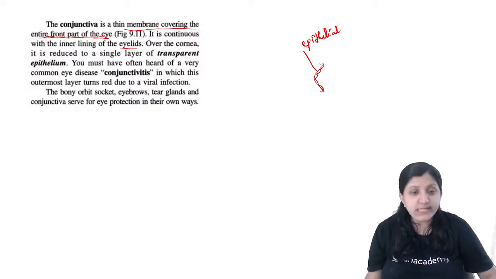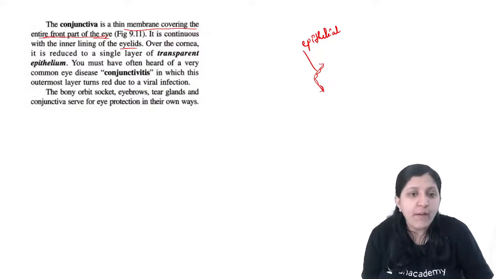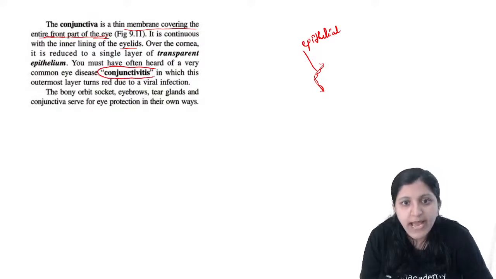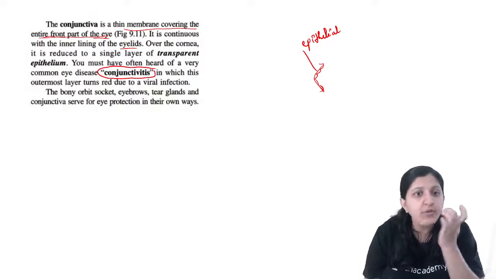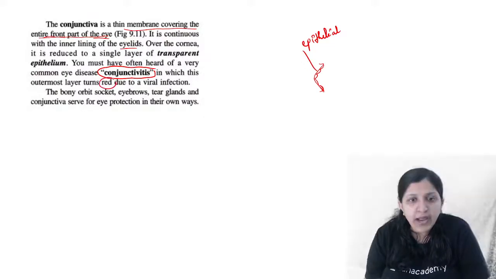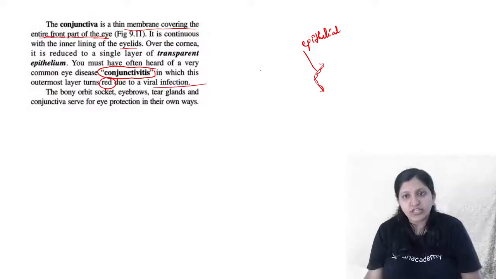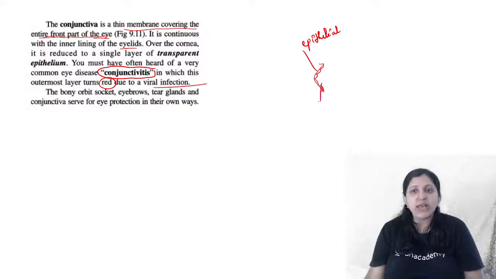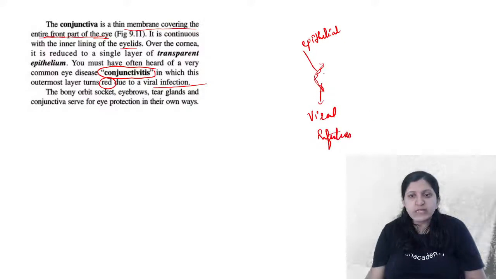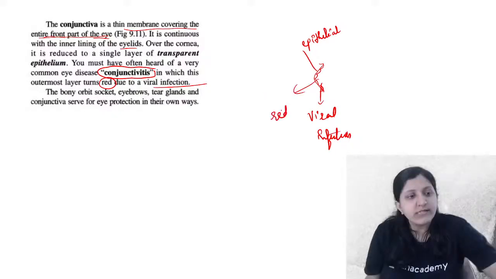Then you must have often heard about the common eye disease, conjunctivitis. So what exactly is conjunctivitis? It is the outermost layer, which is affected by viral infection. If there is any viral infection, what can happen? This part has a lot of blood supply, so there is a chance that it can turn red.